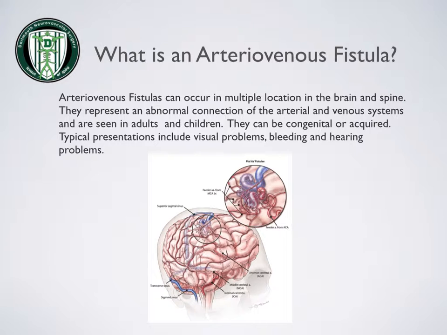What is an arteriovenous fistula? Arteriovenous fistulas can occur in multiple locations in the brain and spine. They represent an abnormal connection of the arterial and venous systems and are seen in adults and children. They can be congenital or acquired. Typical presentations include visual problems, bleeding, and hearing problems.